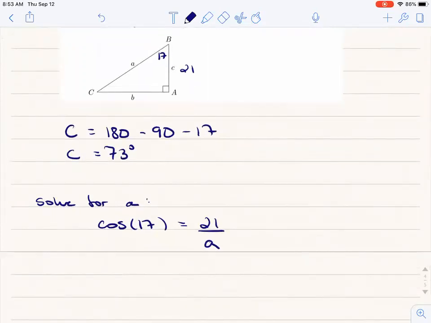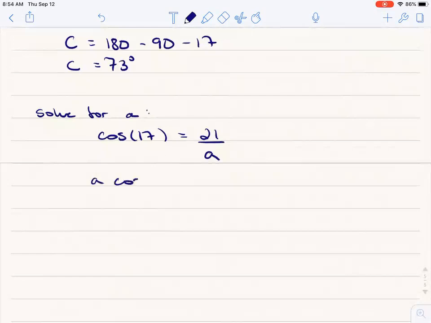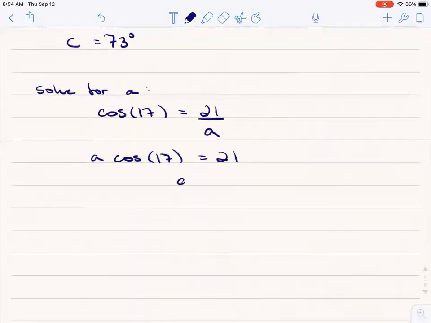So without doing any calculations, we can rearrange this first. We're solving for A, so to solve for A, we have to get it on one side. First I'm going to multiply it over to the left-hand side, and so I get A cos 17 is 21. Then to get A out on its own, I have to divide both sides by cos 17. And so I get A is 21 divided by cos of 17.